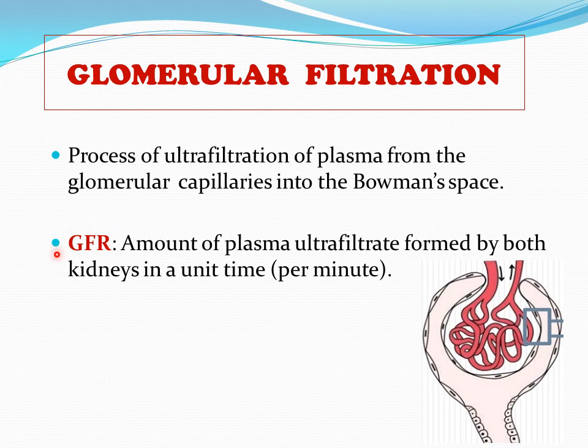A similar term is GFR, which is nothing but this glomerular filtration, where R means rate. So GFR means glomerular filtration rate, that is the rate at which this ultrafiltration takes place. It is the amount of plasma ultrafiltrate formed by both kidneys in a unit time, taken per minute. In simple words, GFR means the rate at which plasma is filtered through the glomerular membrane per minute. That is the GFR, and this term is very important to understand.